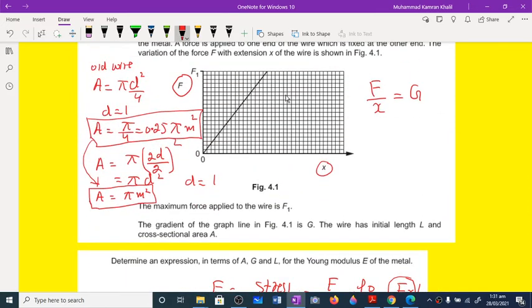So what we will do, we will count these boxes, which are 16 and 4. So 16 divided by 4, the extension will decrease by 4 times because the area has increased by 4 times. So now we will draw a straight line starting from the origin, and I will try my level best to reach up to this point.